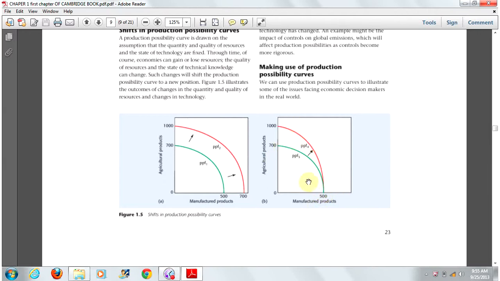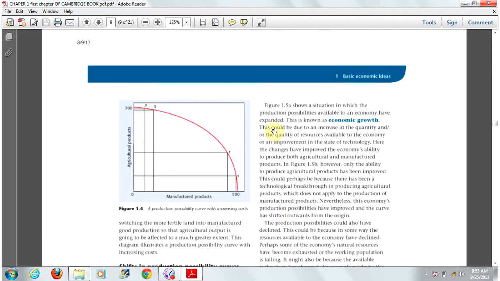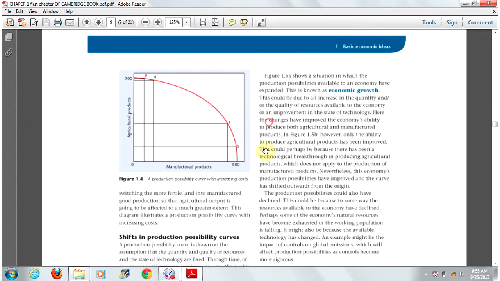Figure 1.5a shows a situation in which the production possibilities available to an economy have expanded. This is known as economic growth. This could be due to an increase in the quantity and the quality of resources available to the economy or an improvement in the state of technology. Here the changes have improved the economy's ability to produce both agricultural and manufactured products. In figure 1.5b, however, only the ability to produce agricultural products has been improved.